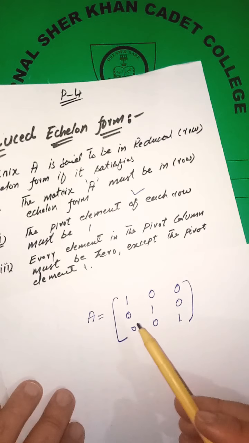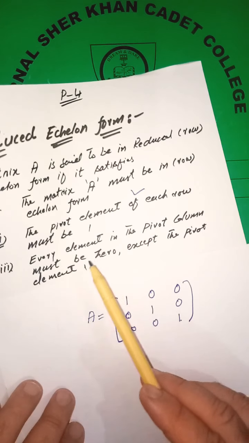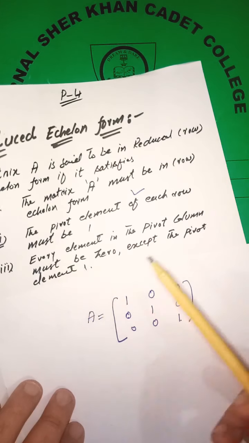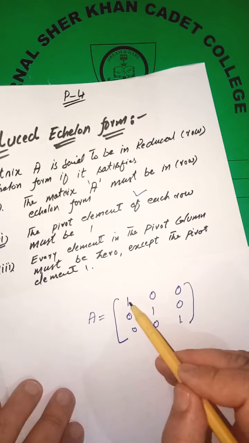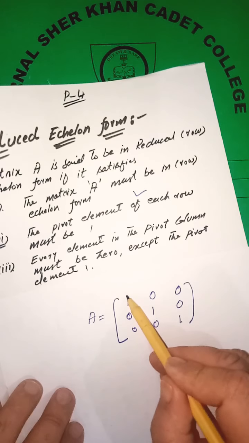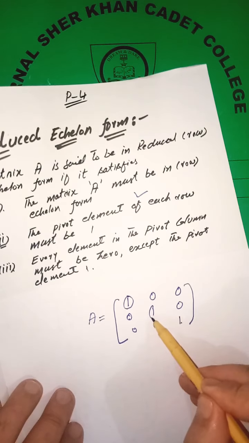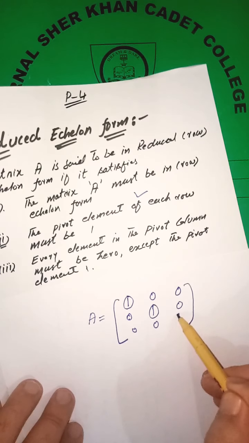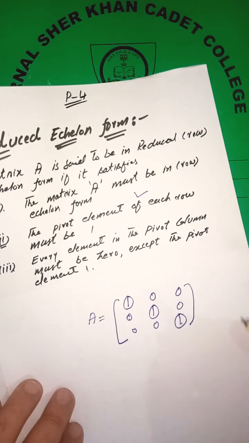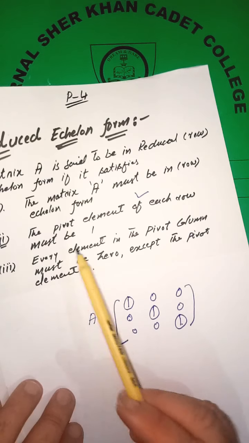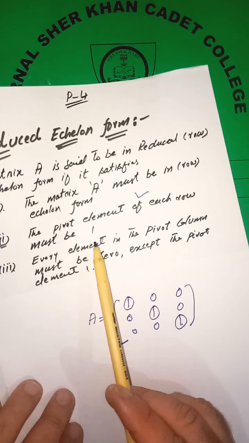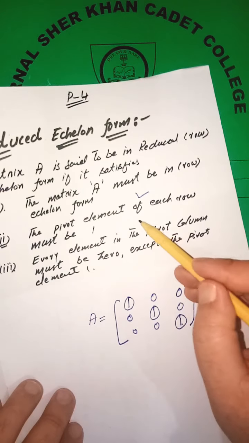Number two, the pivot element of each row must be 1. The first non-zero element of each row is the pivot element. In this case the pivot element of the first, second, and third rows is equal to 1. So the second condition is satisfied.